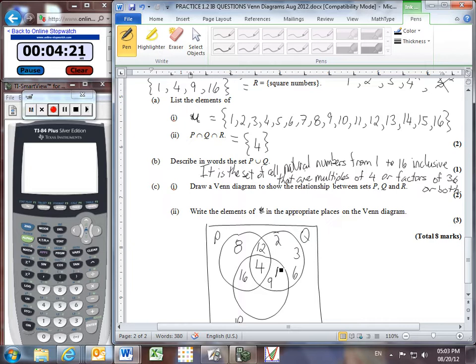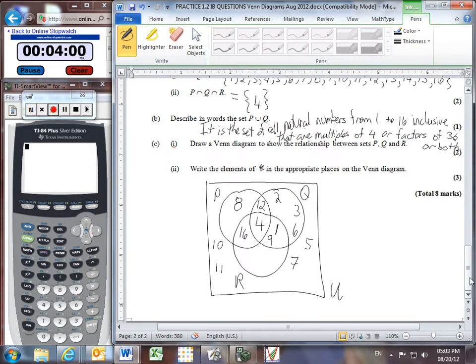So far I've got 1, 2, 3, 4. Where's 5? It doesn't appear anywhere. It's not in any of the 3 sets. 6, 7, again, not in any of the 3 sets. 8 we can see, 9 we can see, 10 does not appear in any of the sets, neither does 11. 12 I can see, 13, 14, and 15 do not appear anywhere, and so those can also go on the outside, 13, 14, and 15.